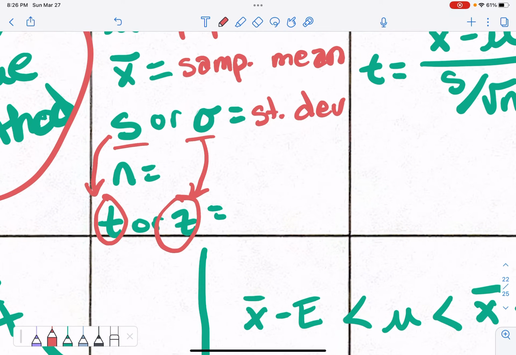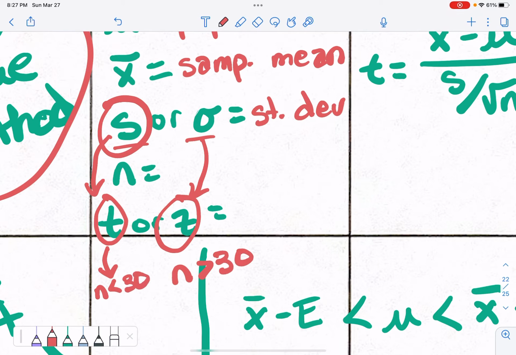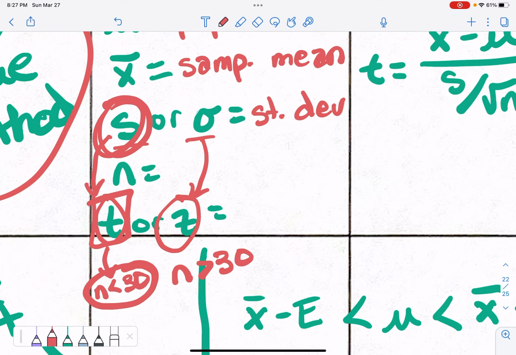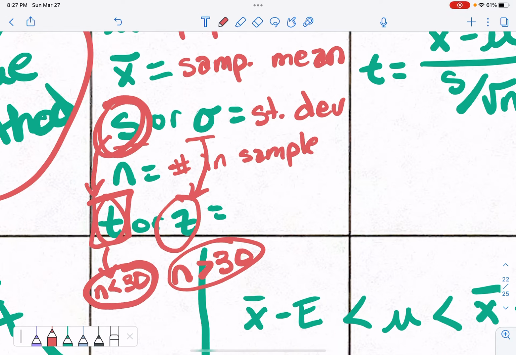But another thing that determines that is if we only know S, we can still use Z, but N has to be greater than 30. Here, N is less than 30. So if we have N less than 30 and we only know S, which is usually what happens, we're going to use the T chart. So put all those things down, and that will help identify the same rules as before, T or Z. N here is the number in the sample, and then this is the number from the chart.